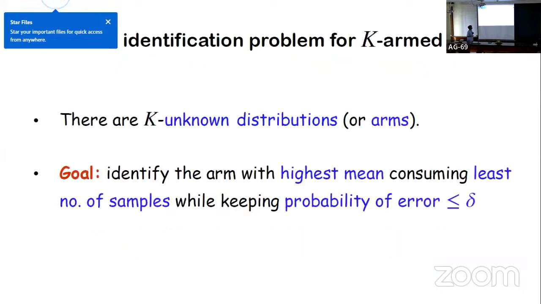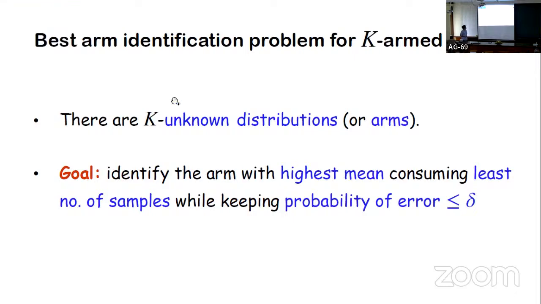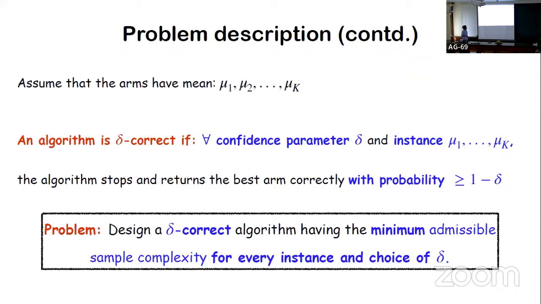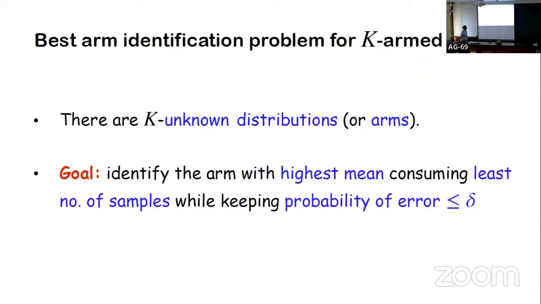So I'll first introduce the problem. There are k unknown distributions, which we will also call arms, and our goal is to identify the arm that has the largest mean by consuming the least number of samples while keeping the probability of error less than or equal to some confidence parameter delta.